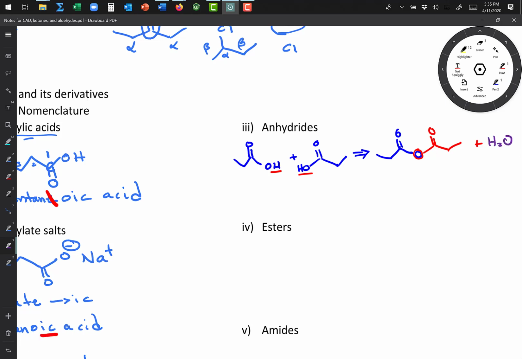So that's where they get their name. Anhydrides are without the water. It's not really an anhydrous acid, but when you remove the water, it becomes an anhydride because you remove water from it. The way these are named is by naming the acids that go to make it and then adding the word anhydride. So this would be propanoic anhydride.